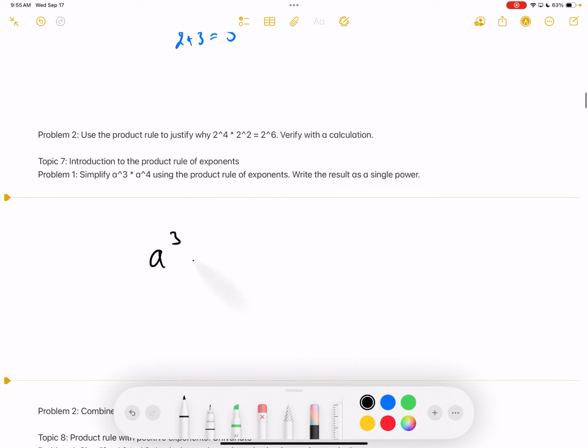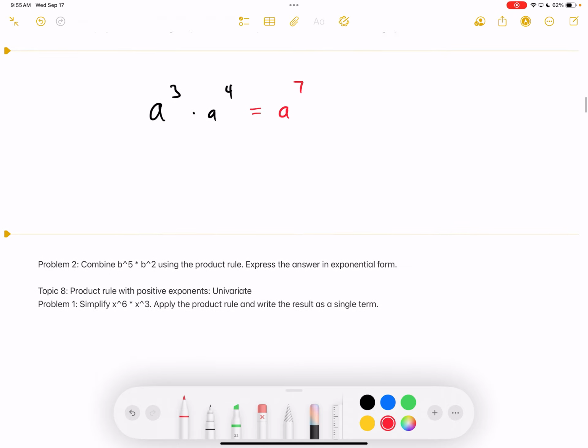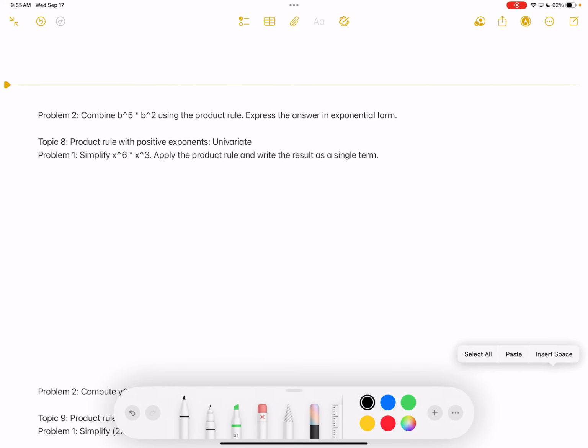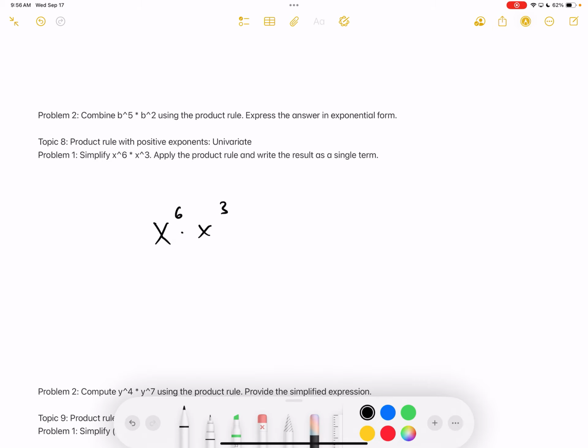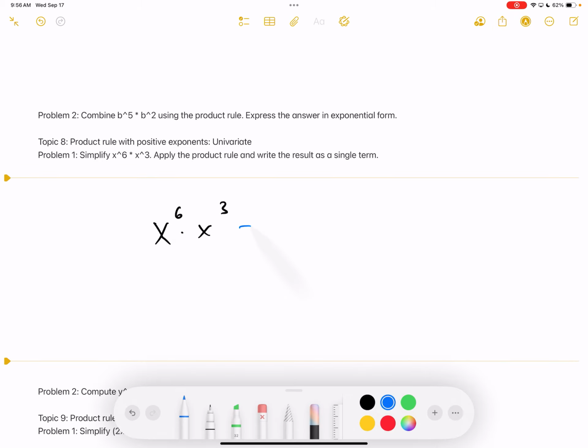So a cubed times a to the 4th. Instead of doing all that work, we can just say, okay, 3 plus 4 is 7. We have 3 a's plus 4 a's, so that's 7 a's. Continuing to do the same one. These topics are pretty similar. X to the 6th, I have 6 x's and 3 more, so now I have 9 x's. When you multiply the same base, you can add the exponents.